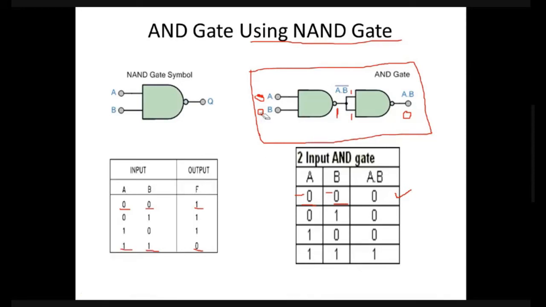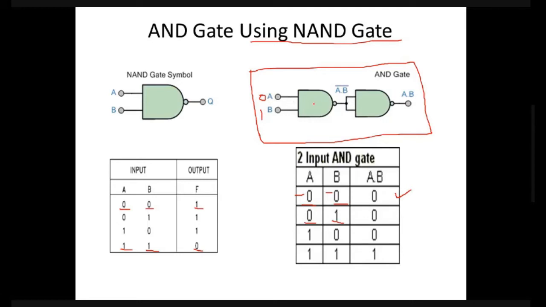So the first case is satisfied. Now we check the second stage. What is the second condition? The second condition is nothing but the input A equals 0, B equals 1. Then we have to check the output. Here A equals 0, B equals 1.